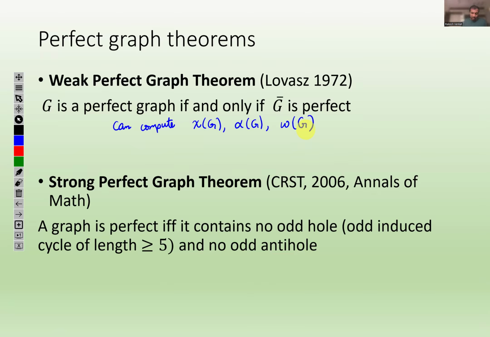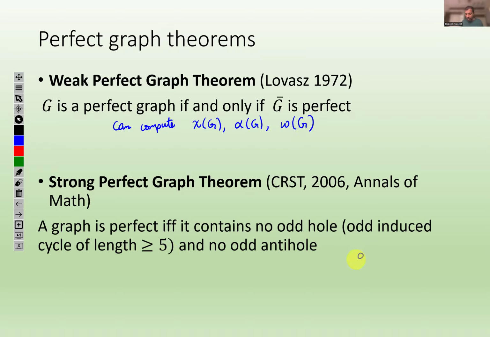And the strong perfect graph theorem, which was proved in only 2006, actually characterizes this. A graph is perfect if and only if it contains no odd hole and no odd antihole. Okay. So it gives a structural characterization of perfect graphs. Okay, what does an odd hole mean? It's an odd induced cycle of length at least 5.